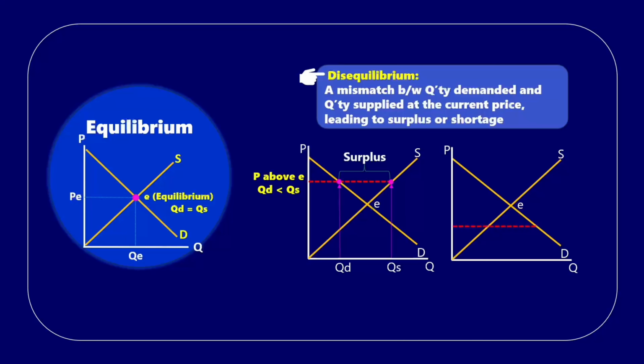And second, it's when price is set below the equilibrium. When price is too low, quantity demanded is greater than quantity supplied, and that creates a shortage. Buyers compete with each other, and sellers respond by raising prices. As price rises, the market again moves back toward equilibrium. Surpluses push price down, and shortages push price up.